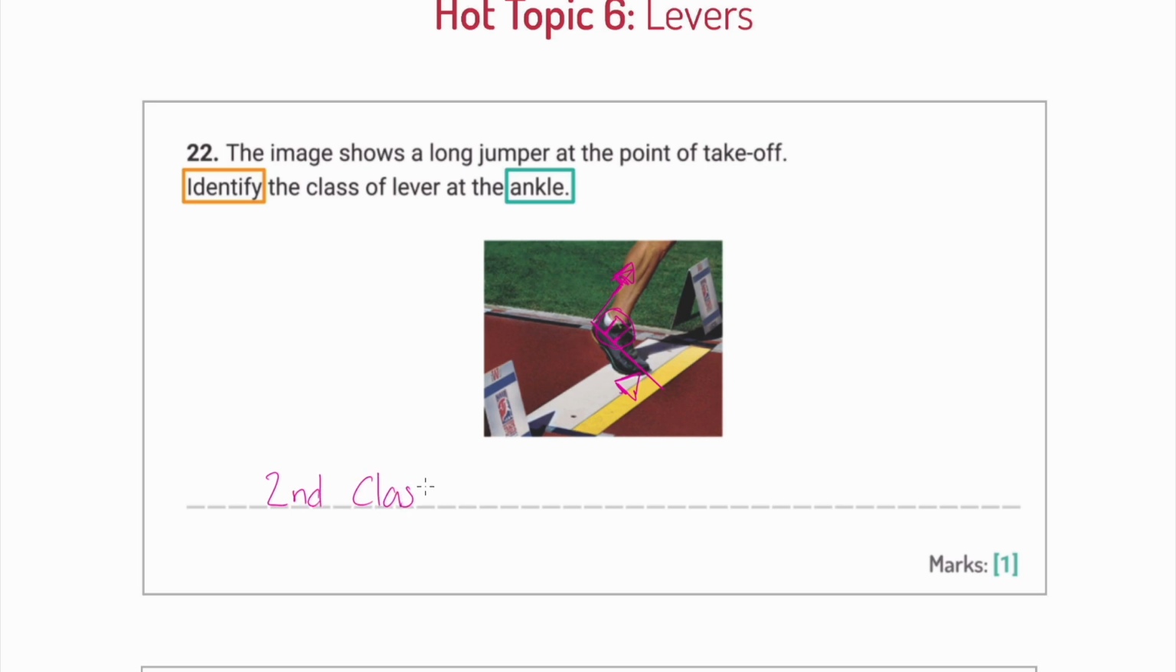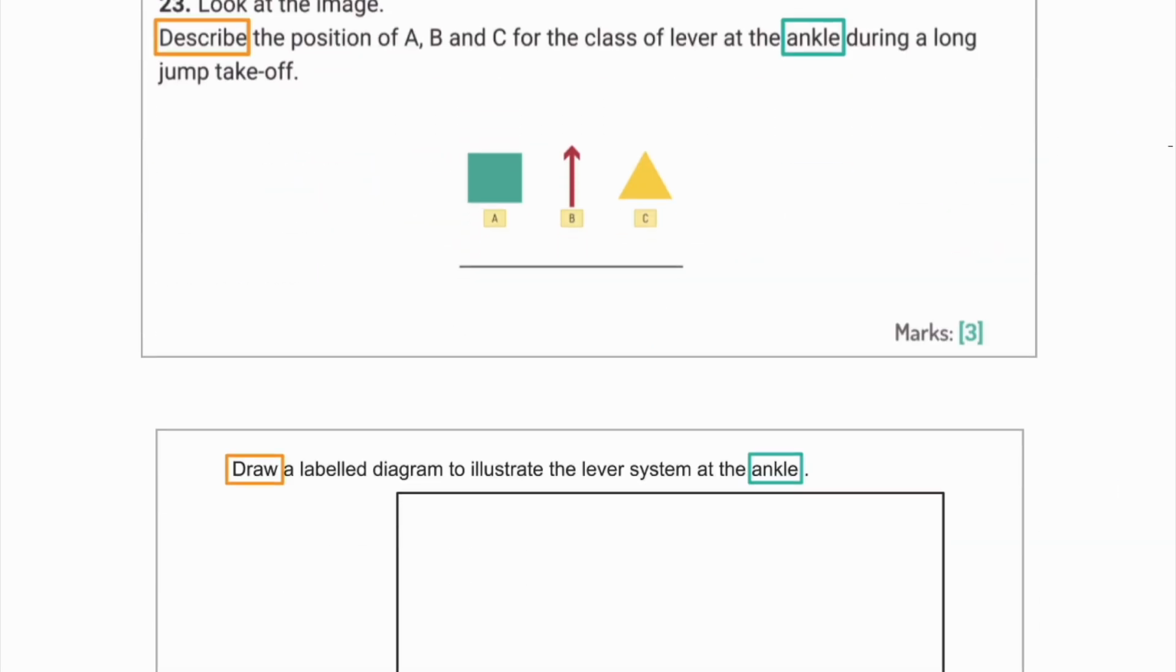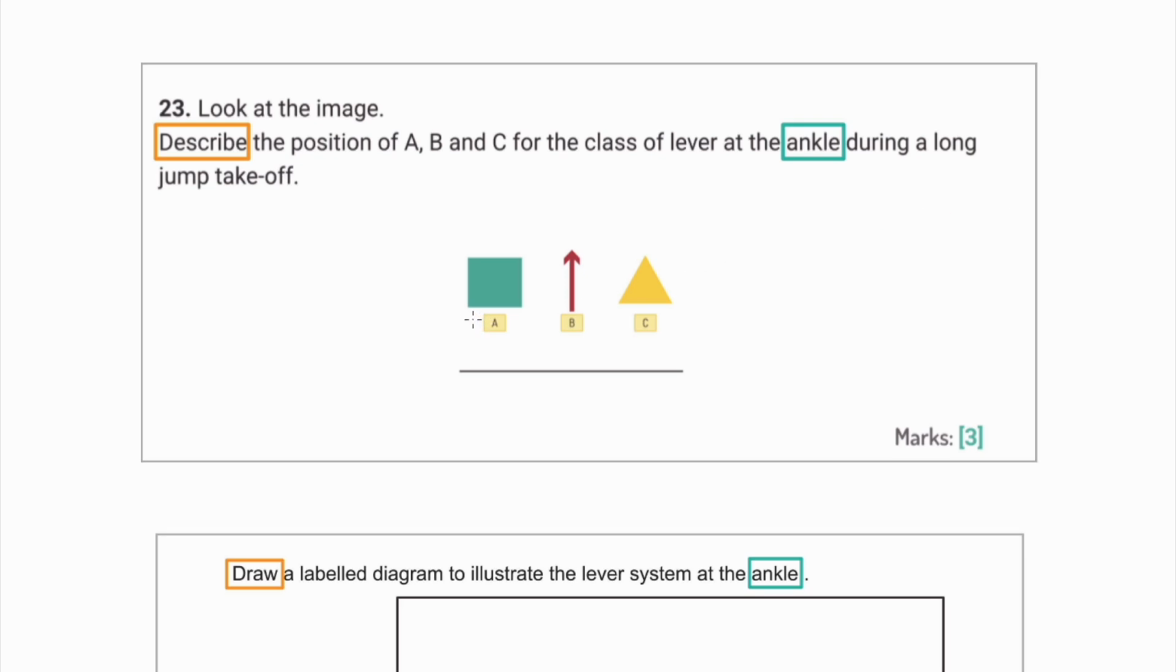Now, if you need to draw over in order to establish that, by all means do so. Obviously, that would be ticked and would get me 1 mark, a max on this particular occasion. But we've got some other examples here. We set up one of our mock questions like this, by the way, because we can't actually have you drawing on our website to answer the exam questions, but we are working on that. But here we've got: describe the position of A, B and C for the class of lever at the ankle during a long jump takeoff.